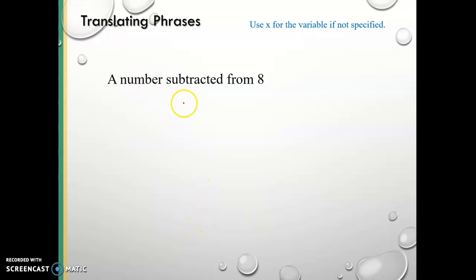A number subtracted from. Okay, take note of this, subtracted from. So again, order matters. So 8 minus x. If it says 8 subtracted from a number, so x minus 8. But here, the number goes first. So a number is subtracted from 8. So it's the one which is the subtrahend, right?